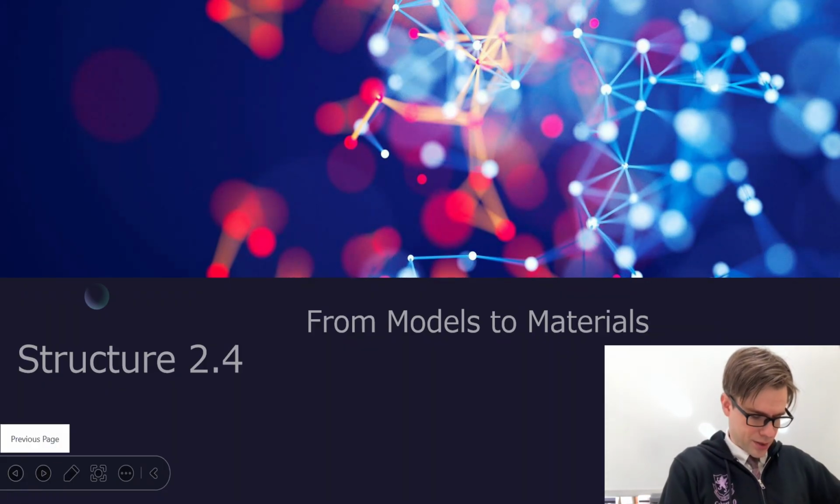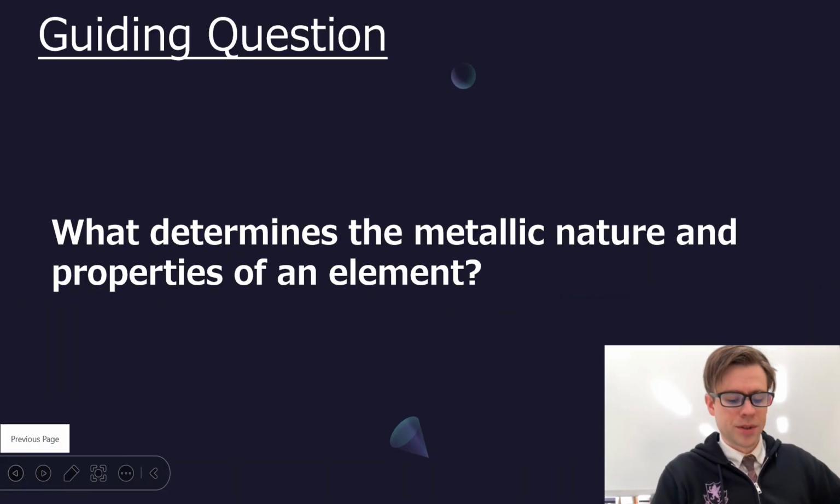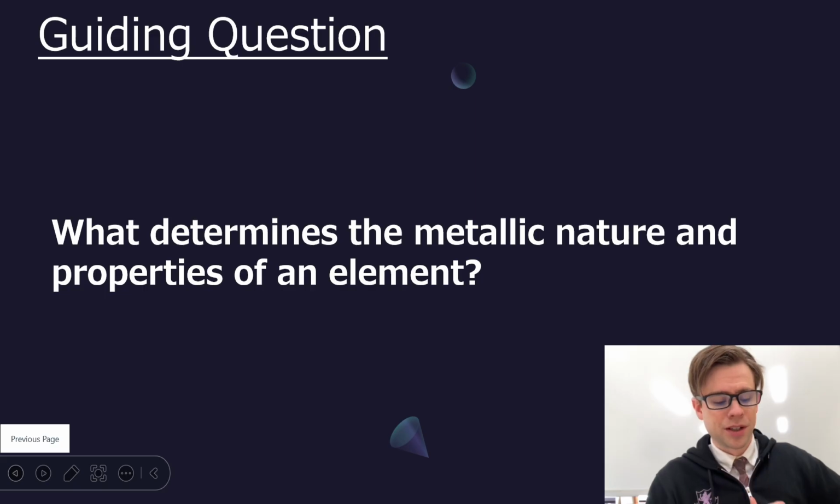I think I did forget to go over the guiding question for metallic bonding, so quickly we can do that. What determines the metallic nature and properties of an element? What really determines whether it will be metallic is actually its electronegativity. I think that's something that I didn't really talk about last time, but I will talk about today.